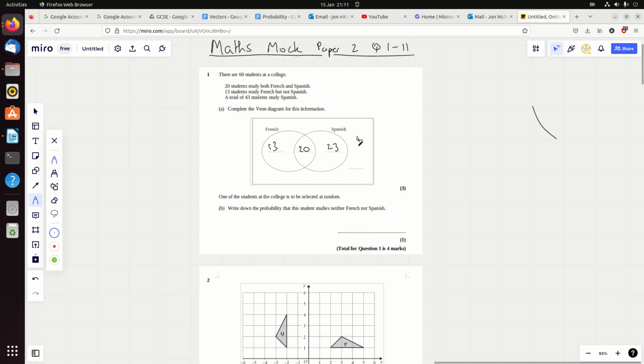And so I guess there's going to be 4 outside. Let's just check that. 43, 56, 60. Yep, looks good. I think all the information looks correct. 13 French but not Spanish. And so write down the probability that the student studies neither French nor Spanish. It's going to be 4 out of 60. Oh, 60. I don't know why I wrote 16. I'm going slightly mad. It's quite late. And so that's 1/15.